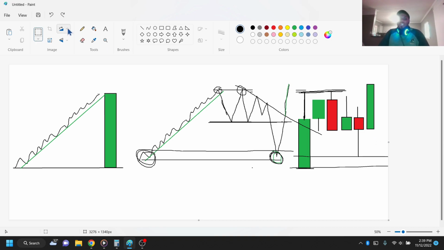Now let's do a different scenario. Let's say that now, instead of it being a big candle, let's say we get one of these. Say we get something like this. Here. Oh, I got to do it from the bottom here. Say we get this here.